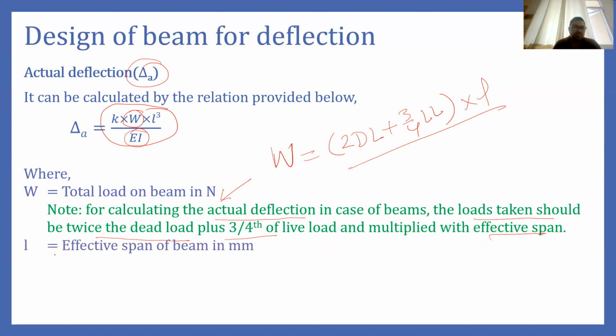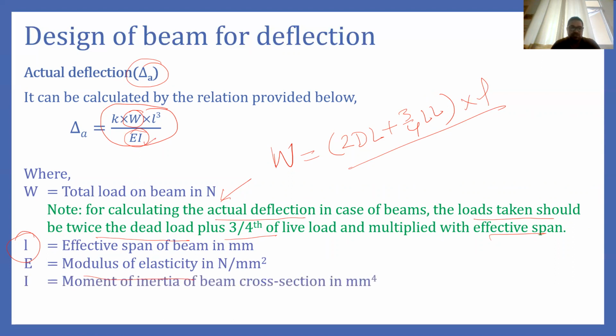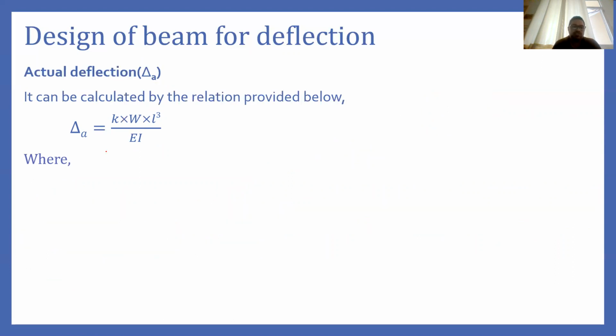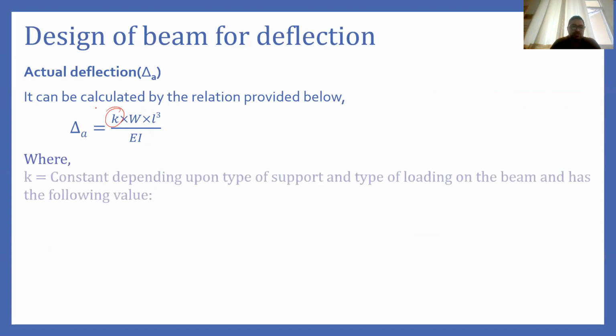Then L is the effective span of the beam. E is the modulus of elasticity. I is the moment of inertia. Now, what is K? K is a factor which depends on the type of beam and the type of load it is supporting. So K is basically a constant which depends upon the type of support and type of loading on the beam, and therefore we have some values.